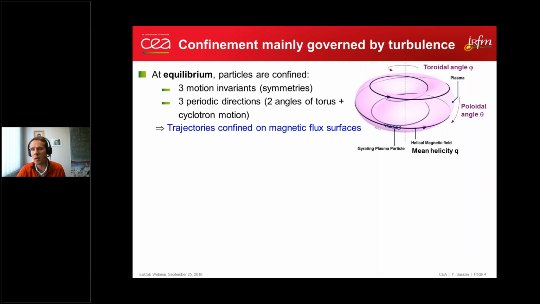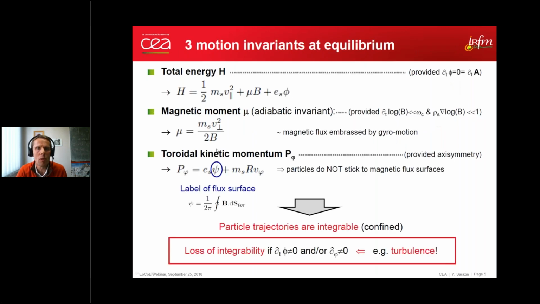These motion invariants are associated to the symmetries of the problem, and the symmetries are provided by, first, the two periodic angles, the two periodic directions of the torus: the toroidal angle across the symmetry axis, the poloidal angle across the magnetic axis, and then there's another angle which corresponds to the cyclotron motion of the particle. So let's come a little bit more in detail on this issue of the three motion invariants.